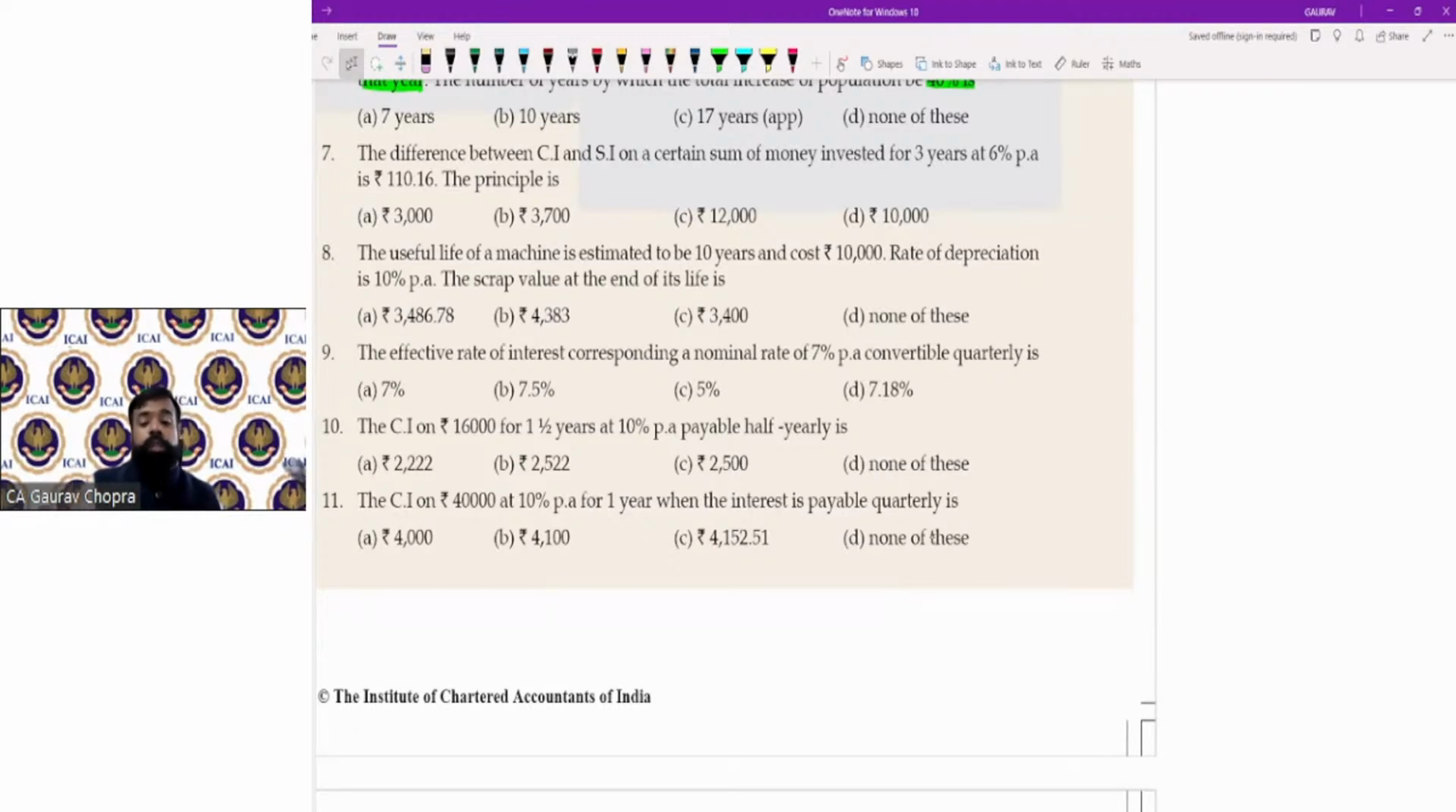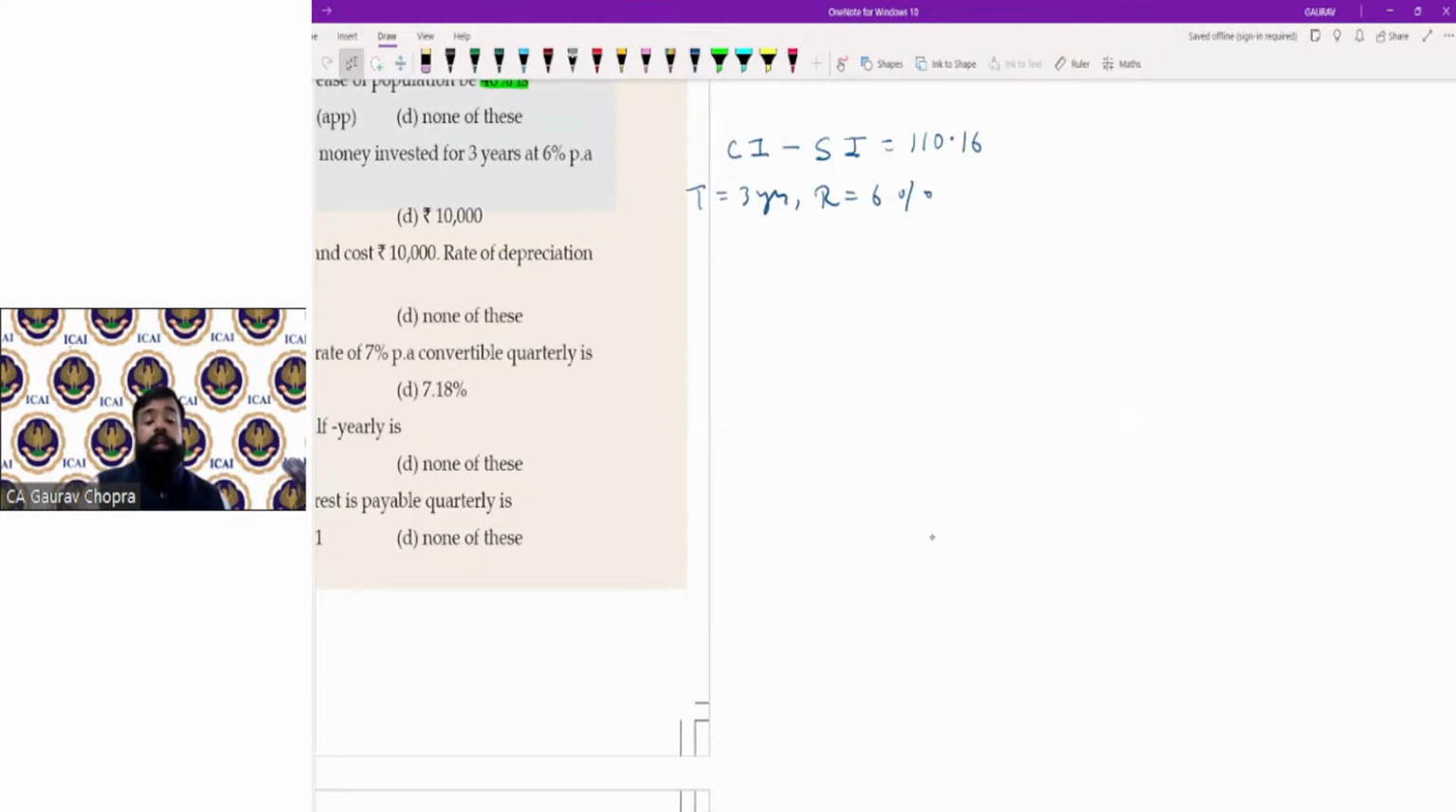So let us understand. The question says the difference of CI and SI. So compound interest minus simple interest is 110.16. This is given. Now, what we have to do next? Compound minus simple gives 110.16. The time period given is 3 years. The rate is 6%.